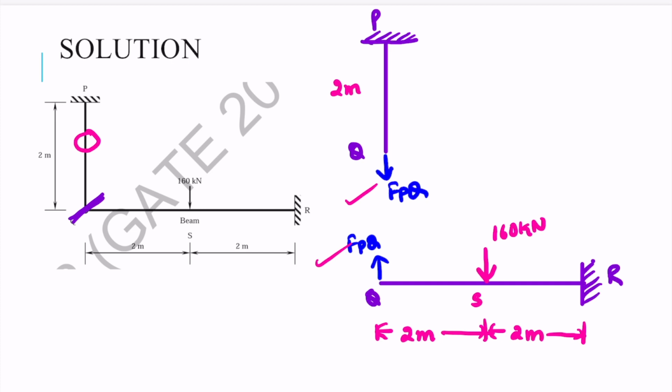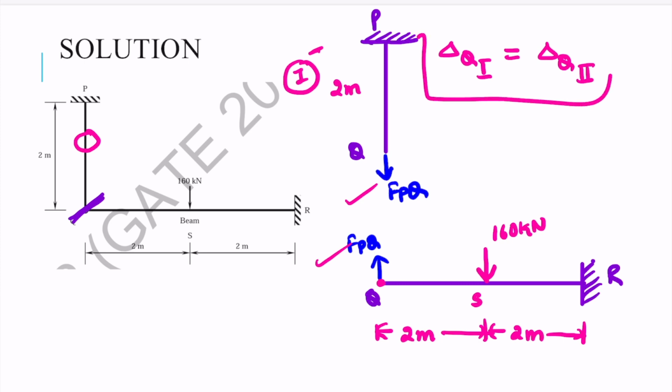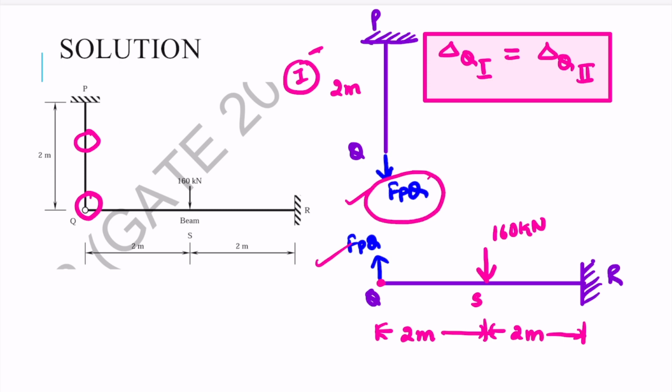So the compatibility condition is delta Q of this structure 1, that is the deflection of this point Q in this first structure, which is delta Q1, should be equal to delta Q of this second structure, that is the deflection of this point in the second structure. Why we are using this compatibility condition? Because this ensures that this structure is connected at point Q, because in the original structure the point Q is intact. Therefore we have to use this compatibility condition to find the value of this FPQ.